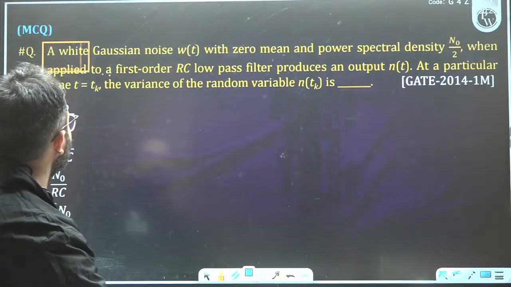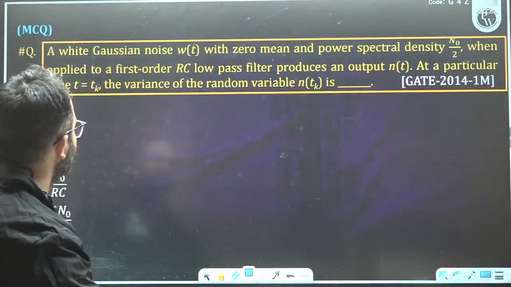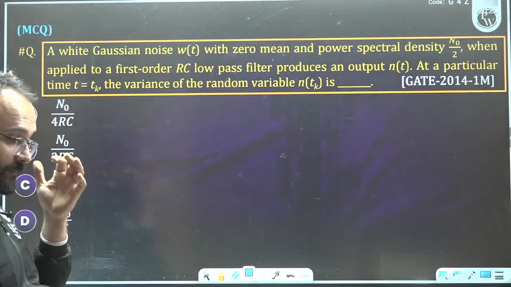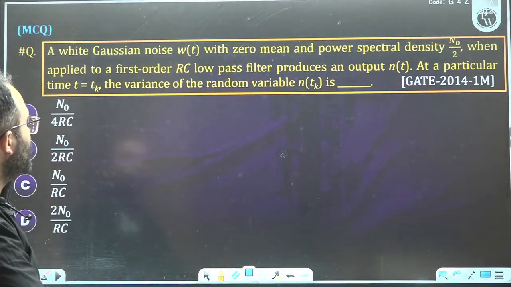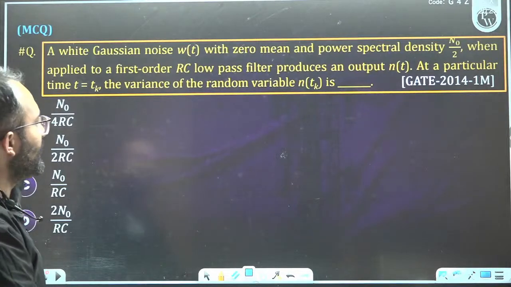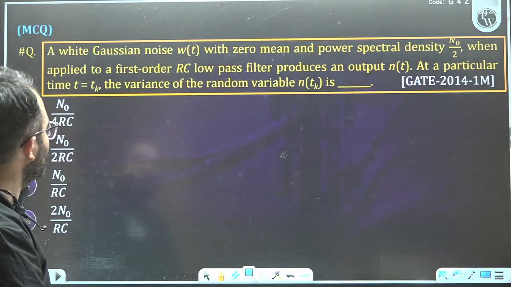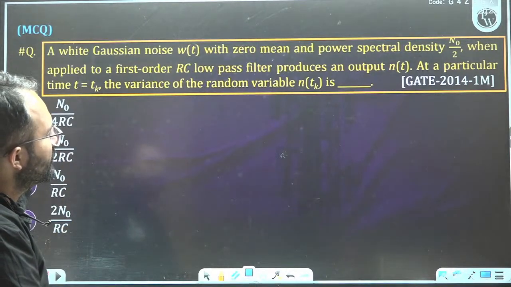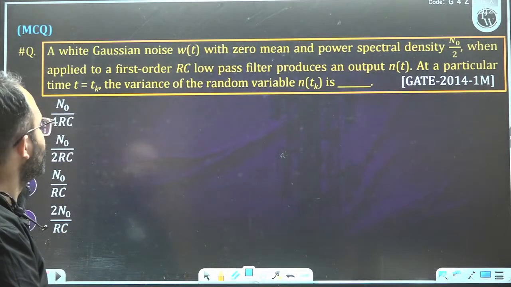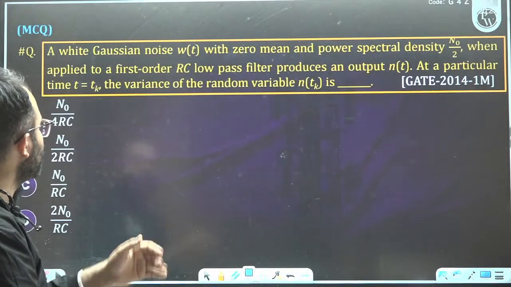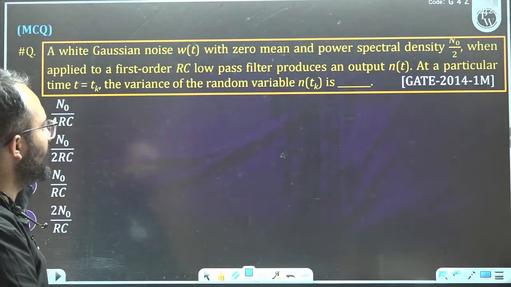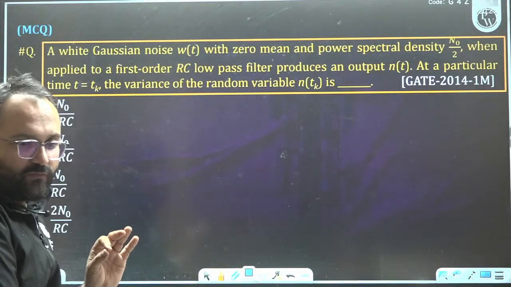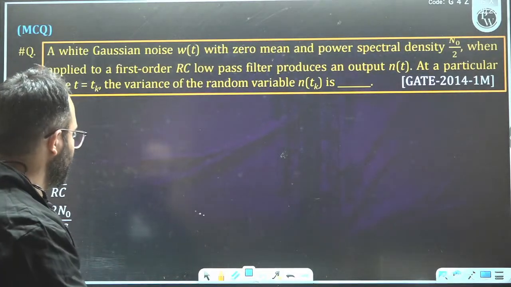Now let's see this question, a very beautiful question. A white Gaussian noise with zero mean and power spectral density of N0 by 2, when applied to a first order RC low pass filter, produces an output n(t). At a particular time t equals to tk, the variance of the random variable will be. A very simple question. I hope all of you will be able to solve this very easy.